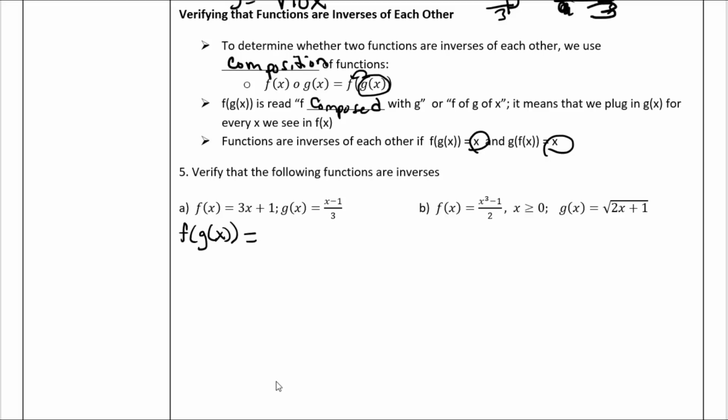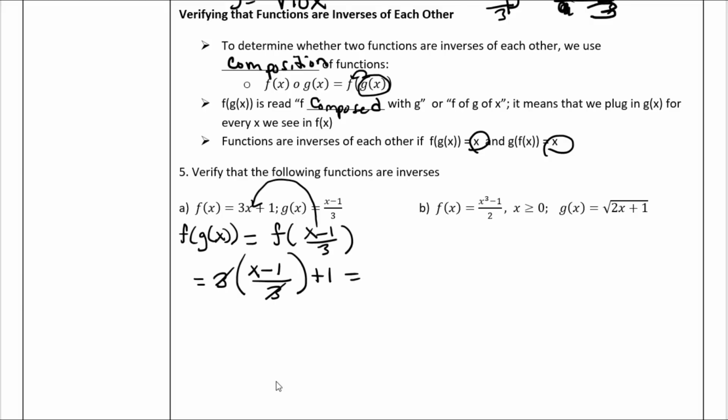So g of x is (x minus 1) over 3, right? So let me rewrite this: f of (x minus 1) over 3. Now for every x I see in f of x, I'm going to replace it with (x minus 1) over 3. So we have 3 times (x minus 1) over 3, that x gets replaced with that, plus 1.